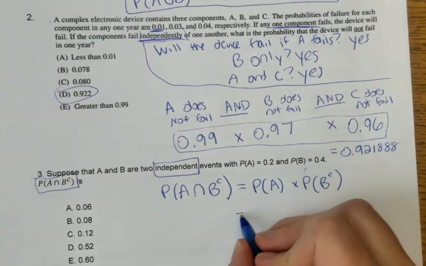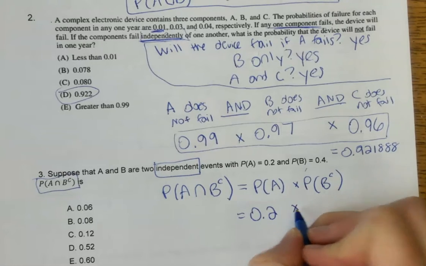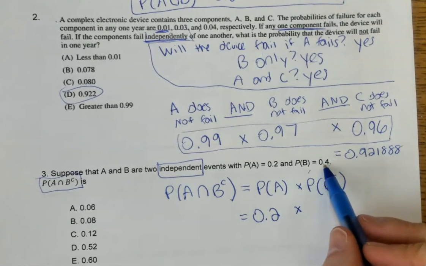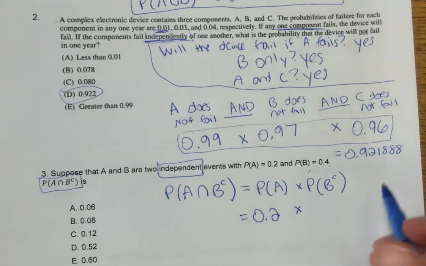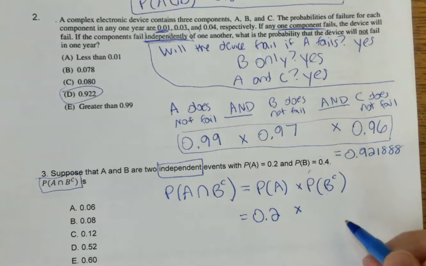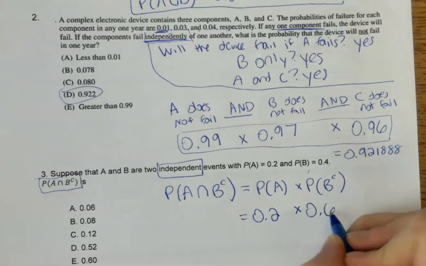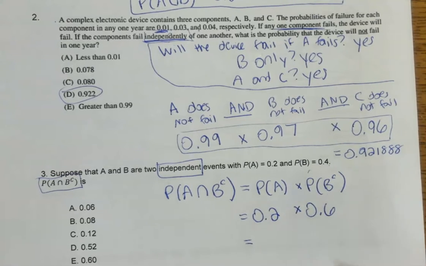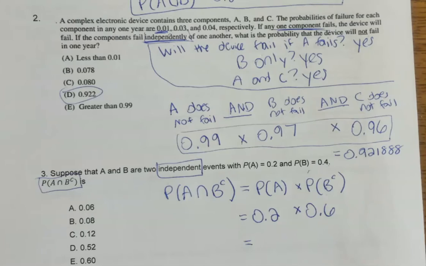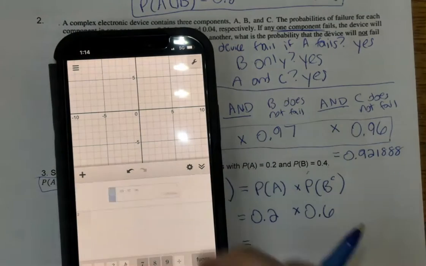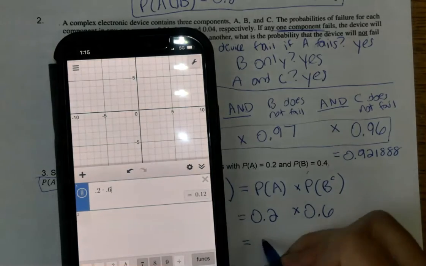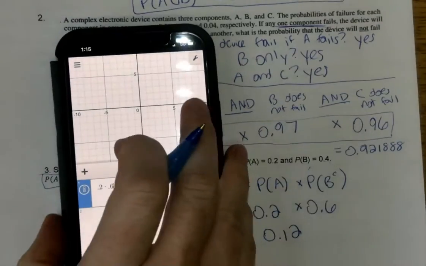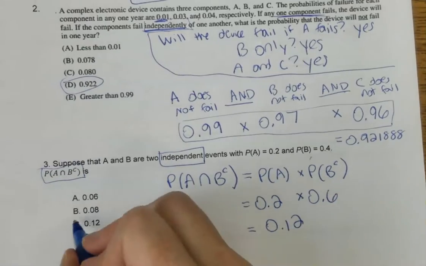I have P of A, which is 0.2. P of B is 0.4, but I want B complement. So that's a quick, easy calculation you could do in your head, 1 minus 0.4. So that's going to be 0.6. When you multiply these two out together, 0.2 times 0.6, you end up getting 0.12. So C is your answer here.